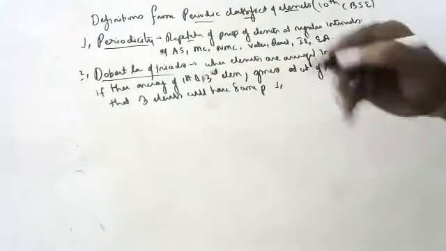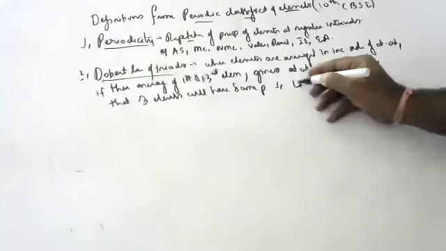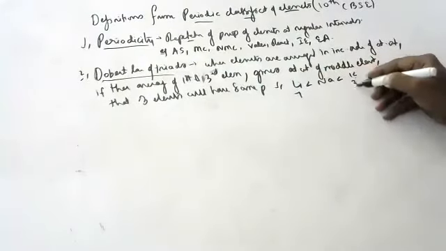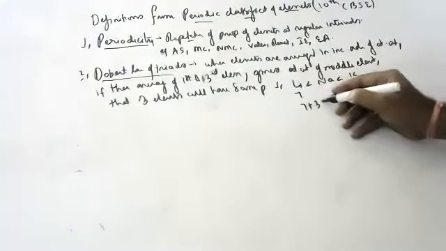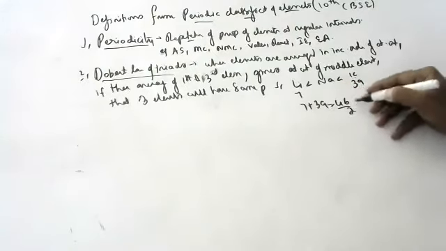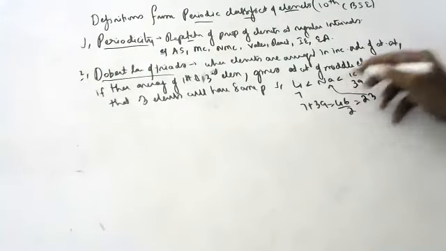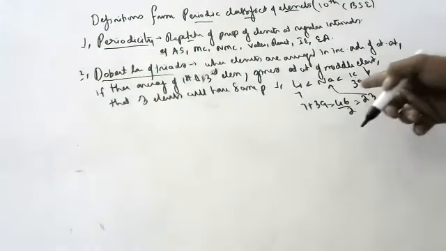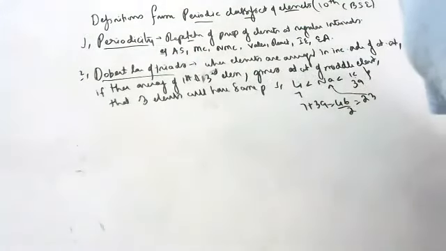Compulsorily you have to give an example, whether they ask or not. Lithium, sodium, potassium. This is 7, this is 39. 7 plus 39 is how much, children? 46. 46 by 2 is how much, children? 23. If any three elements satisfy this condition, the three elements are said to have the same properties.